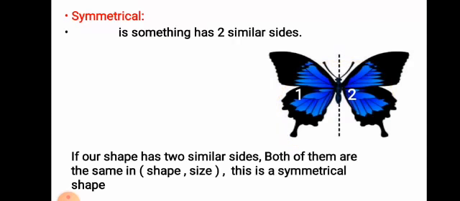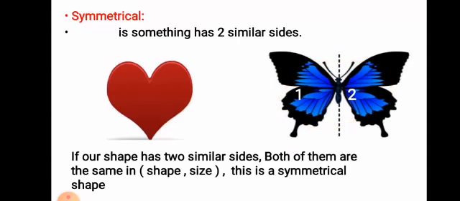For example, this is a butterfly. So, if we divide our butterfly by this line here into two sides, side number 1 and side number 2. Look properly please, can you see any difference between my both sides? Very good. No. So, this is a symmetrical figure.